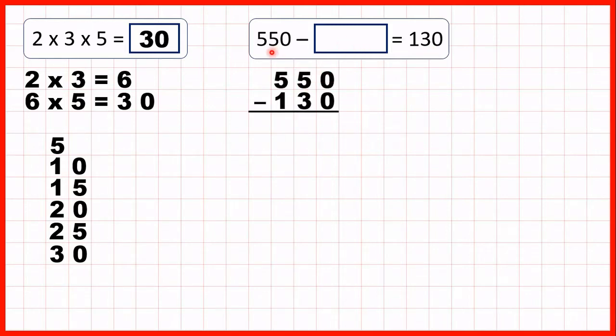So we need to work out 550 minus our answer, minus 130. 0 minus 0 is 0, 5 minus 3 is 2, and 5 minus 1 is 4. So our missing number is 420. Then if we wanted to check, we could do the subtraction. We could do 550 minus 420 and check that we got 130 as our answer. So check that what we've written makes sense. But let's move on to the next question.